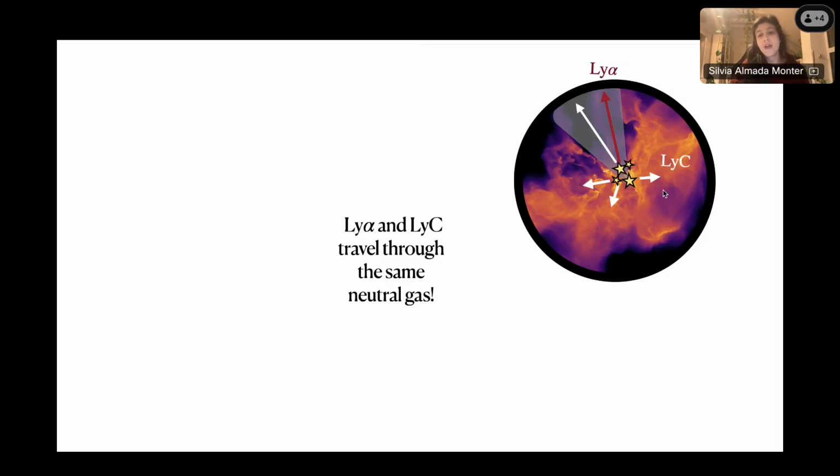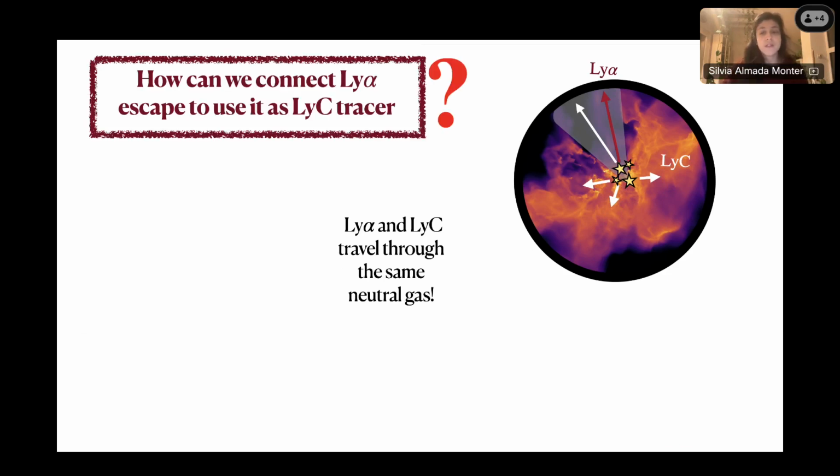We might think that since Lyman continuum cannot freely escape because it's constrained by the high density gas, then the only way that Lyman continuum can escape is through some channels, some empty channels or low density channels. And we might think Lyman-α also escapes through these channels. So this gives us another question that we want to ask, and it's how can we connect Lyman-α escape to use it as a Lyman continuum tracer?